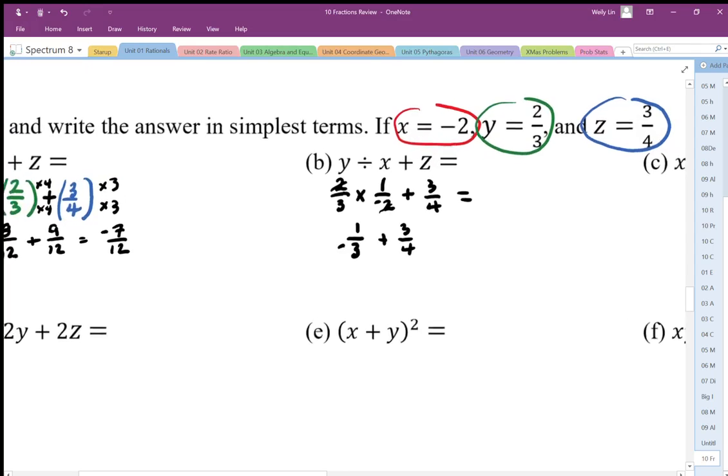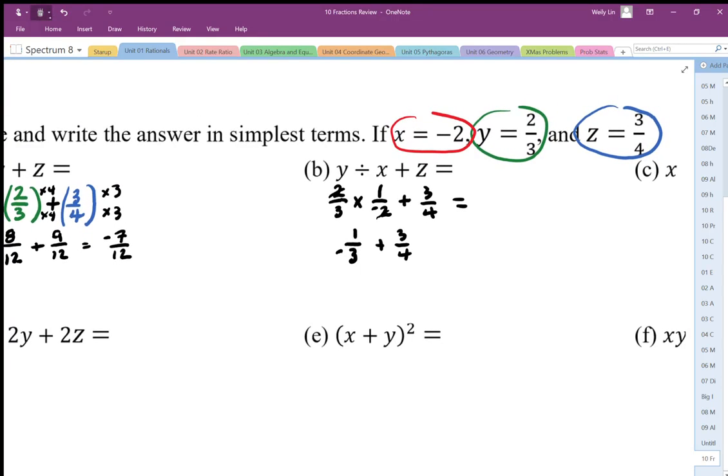Okay, again, the common denominator is going to end up being 12. So times the top and bottom by 4 here, and times by 3 here. Okay, so we end up with -4 over 12 plus 9 over 12. That leaves us with +5 over 12.